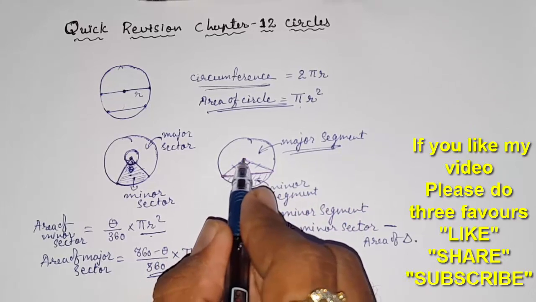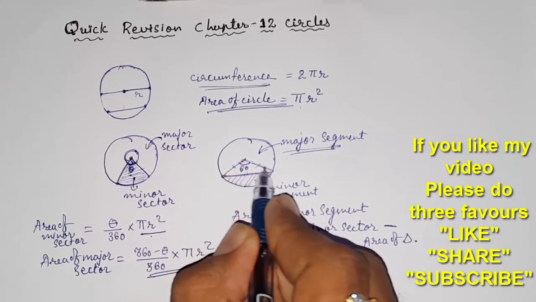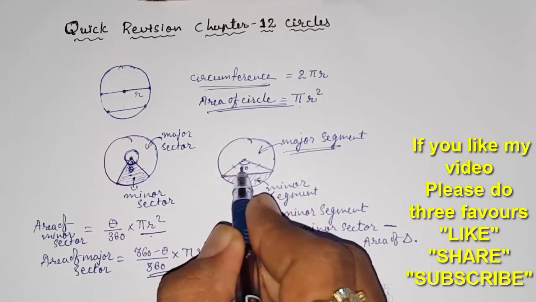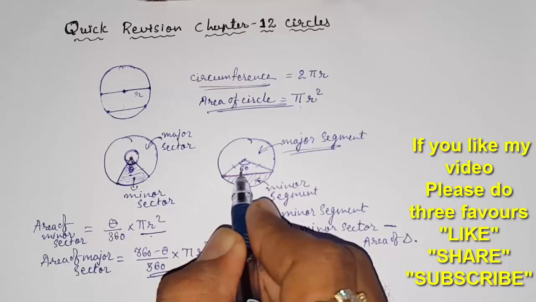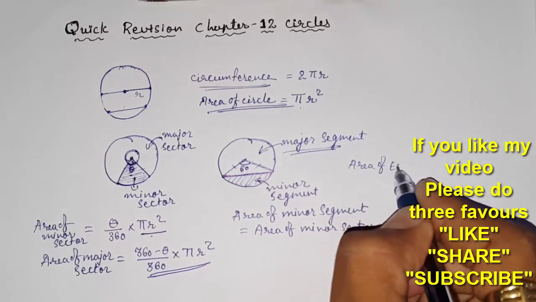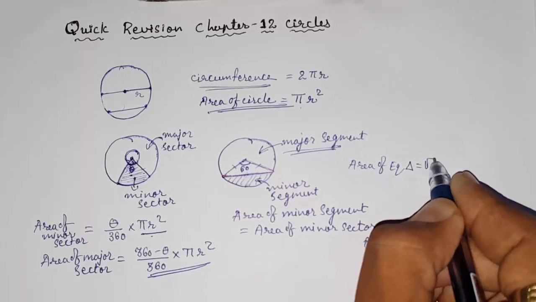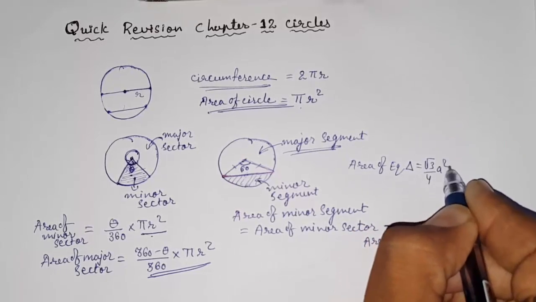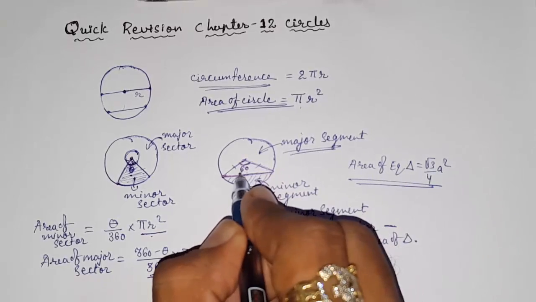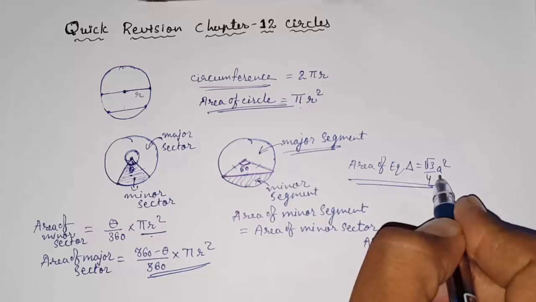So you can directly find out the area of this triangle by the formula of an equilateral triangle, that is root 3 by 4 a square. Area of equilateral triangle equals root 3 by 4 a square. But you have to use this only when the angle is 60 degree.